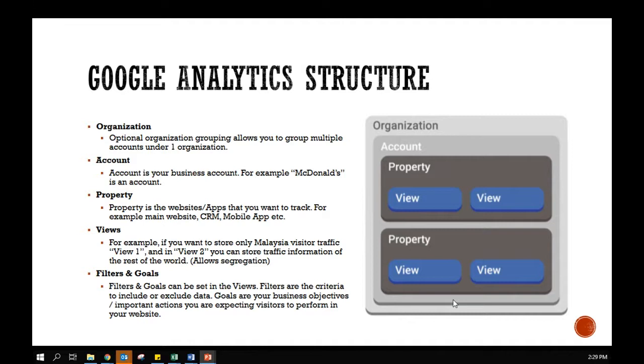All right. And property is the website or apps that you want to track. So this is where you will start tracking the individual website or apps. All right. So for example, you have the mobile app that you want to track, you have the POS system that you want to track. So all these will be recorded under property. And views, so if you want to store only Malaysia visited traffic, you can store it under view 1. Okay, then you want to store the rest of the world, you can store it under view 2. So these are for example multinational companies, they have websites for each region.